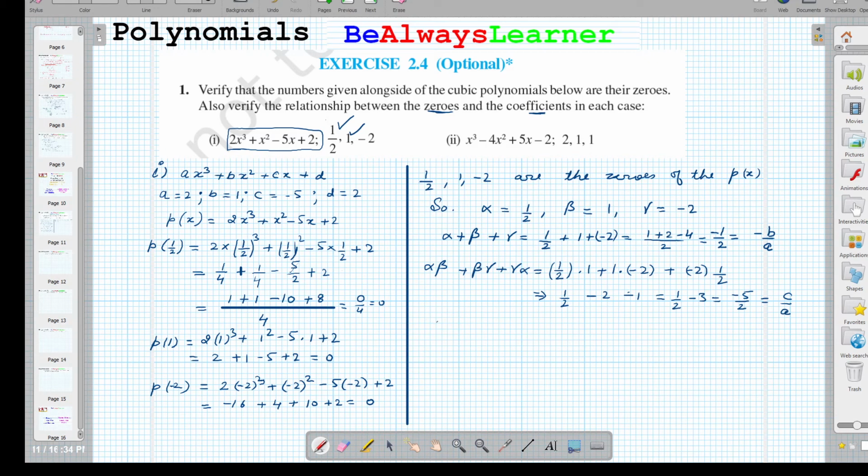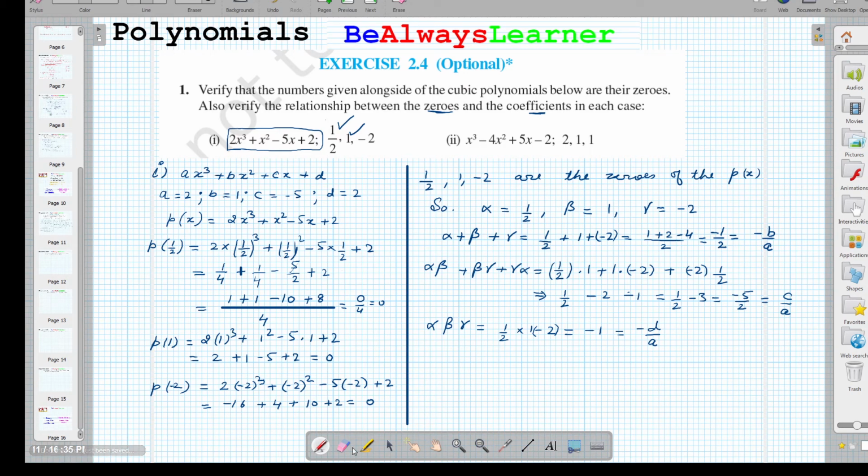Now another, we are having alpha, beta and gamma, the product of all zeros, that is equal to 1 by 2, because we have 3 zeros, so we have to take 3 at a time, so this will be minus 1. So this will be 1 multiplied by minus 2, so this leads to minus 1, and that is equal to minus D by A. So these are the relations for zeros and the coefficients when the 3 zeros are there.